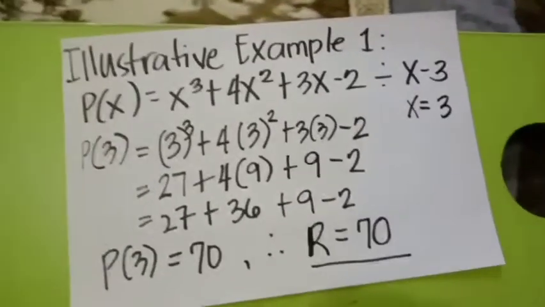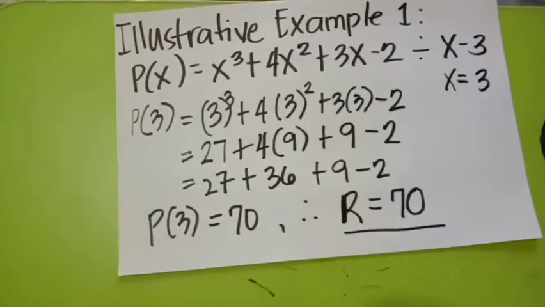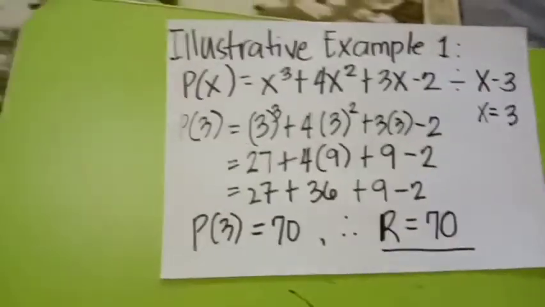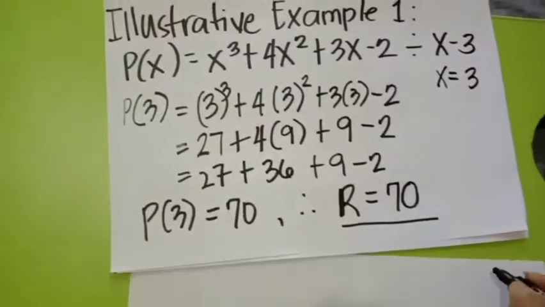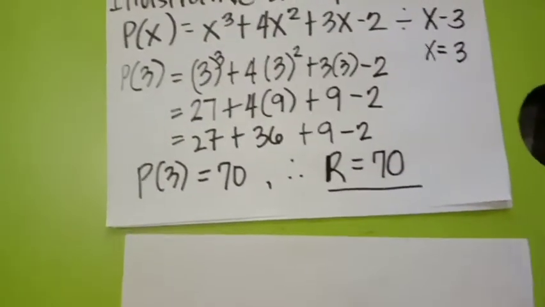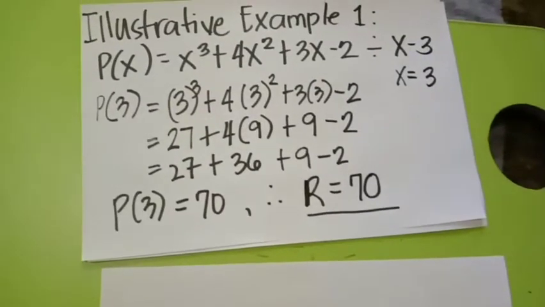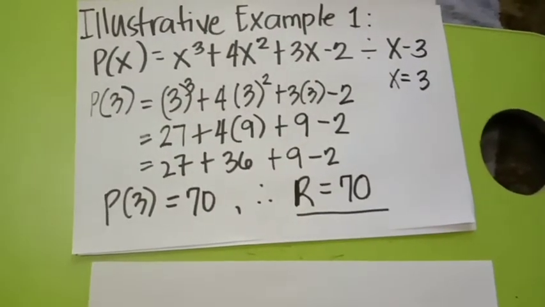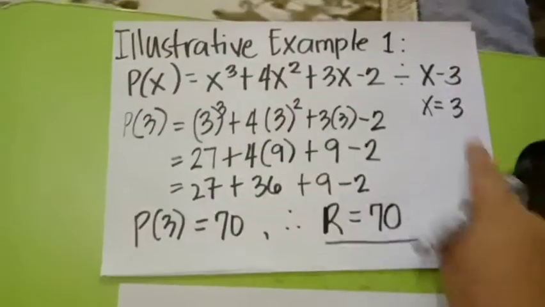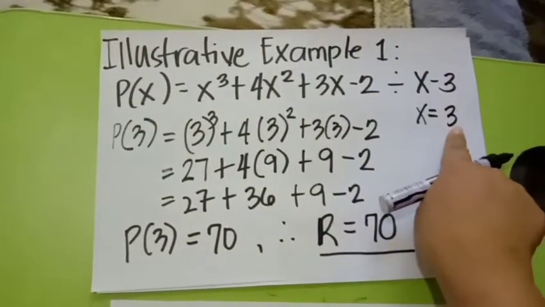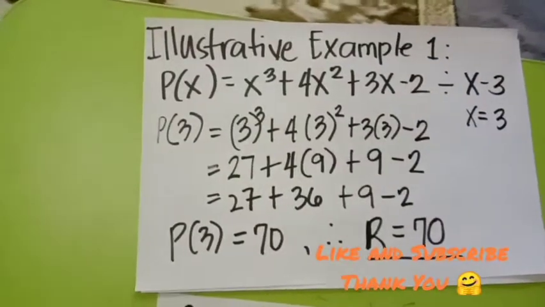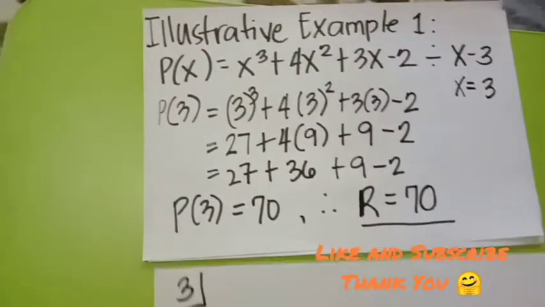Now, let us check using the synthetic division. So, check natin siya gamit ang synthetic division. So, ano yung magiging value ng R natin? Diba? In synthetic division, X minus R is the divisor. So, ang value ng R natin in the synthetic division will be positive 3. Yun din yung value ng C. So, yun yung nasa left side ng synthetic division.